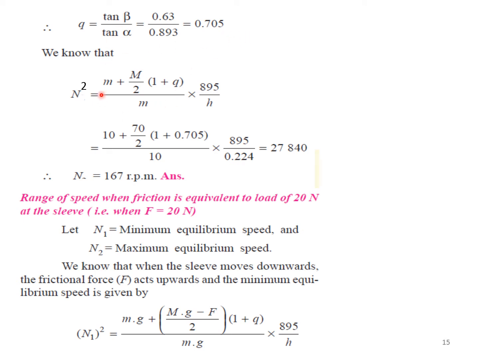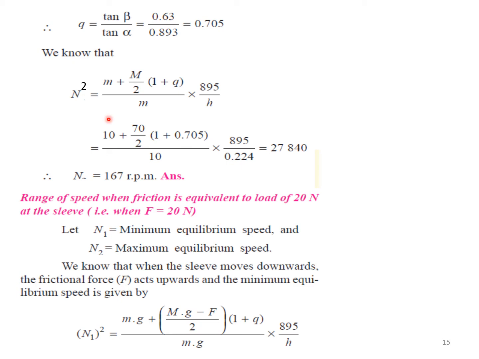Next, using the equation, N² = (m + M)/m × (895/h) — with the values 10 plus 70 by 2 into 1 plus 0.705 divided by 10 into 895 divided by 0.224 — so N is 167 rpm. N² and N is 167 rpm. So this is without friction.